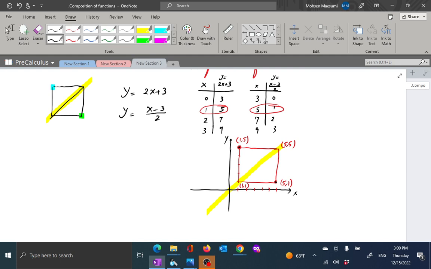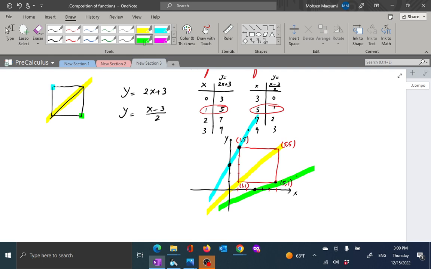(0, 3), so 0, 1, 2, 3, and (3, 0), these are reflections of each other. (2, 7) is going to be up here, (7, 2) is going to be here, and so on. So if you draw the first function here, it looks something like this, and the second function looks something like this. The blue and green are reflections of each other in the yellow line, which is what we said.